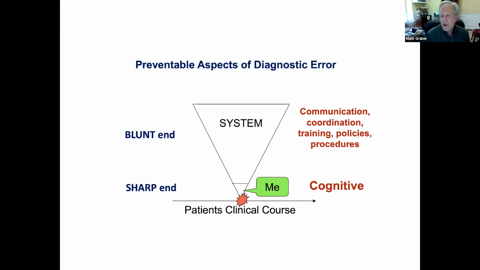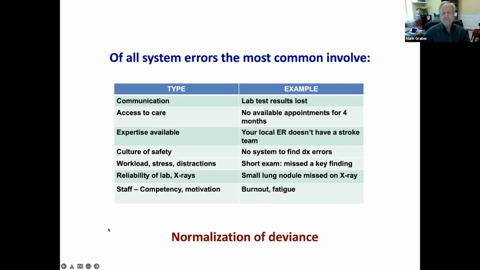And here's where we're talking about the things that influence how well we do. What's communication like in our system, and coordination of care, and how well are the staff trained, and do we have good policies and procedures, and on and on and on. So this is the sharp end and the blunt end. So if you think about the blunt end, the system errors, what kind of problems do we see in cases of diagnostic error? And it's a very long list, but these things are at the top of the list.